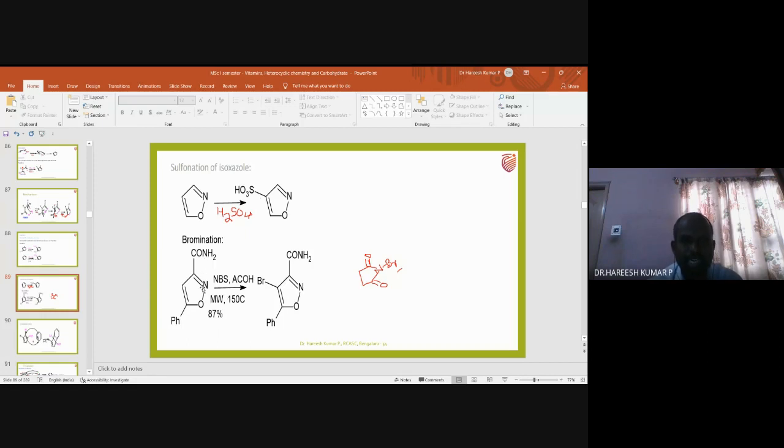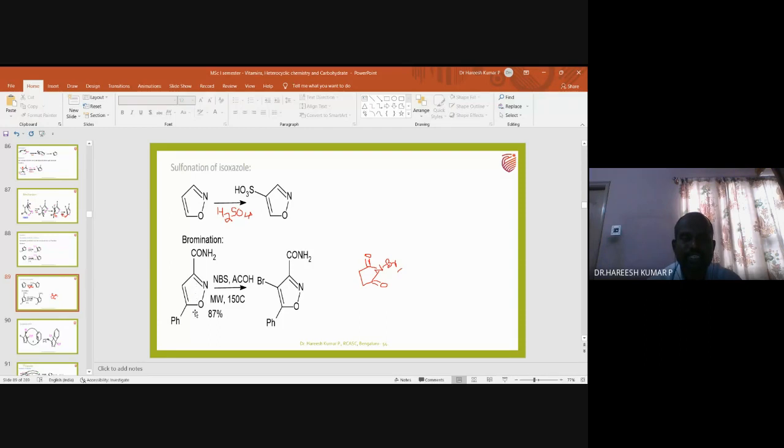And bromination, it's a substituted bromination. So 4th position, there is no group. So that means 4th position of the isoxazole undergoes electrophilic substitution with NBS. What is NBS? N-bromosuccinimide. This is the one. This will act as a source of Br+.